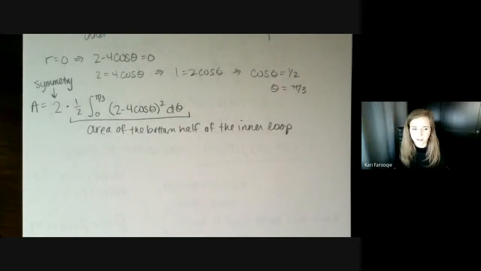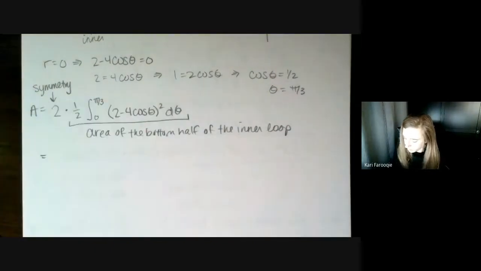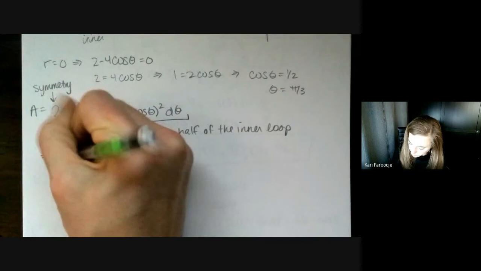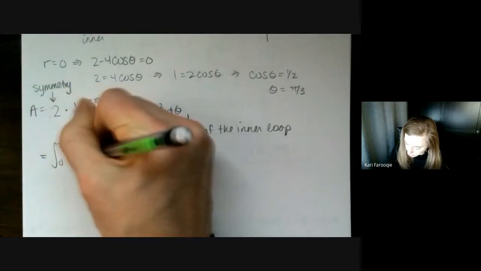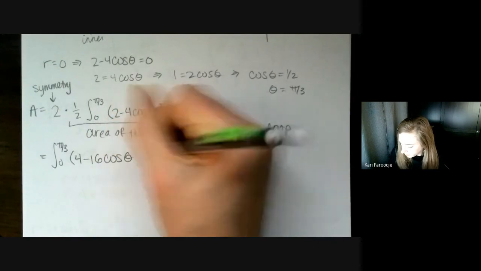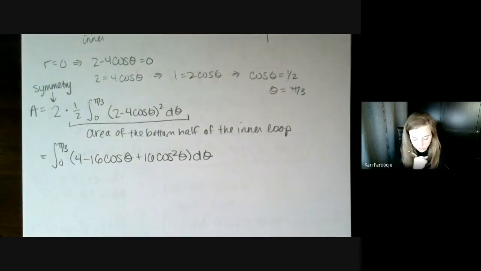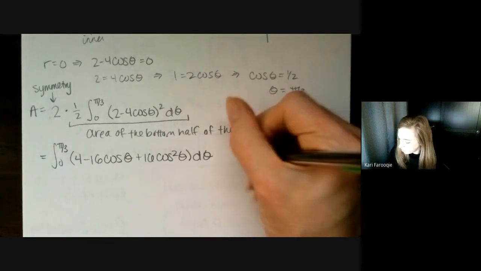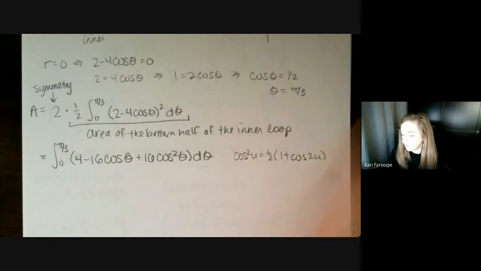So now it just comes down to algebra, trig, calc. Everything gets combined here. I love that. I love to use all of the things. So we're going from 0 to pi over 3. Let's see. 2 times 2 is 4. 2 times -4 is -8. Minus 8 is 16. And then plus 16 cos squared theta d theta. And then remember that cosine squared u is 1/2 times 1 plus cos 2u.